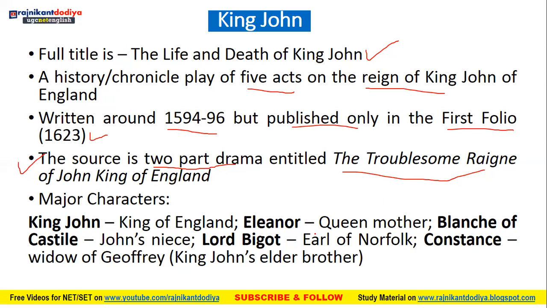And the major characters are King John, the King of England, then Eleanor, Queen Mother, Blanche of Castile, John's niece, and Lord Bigot, Earl of Norfolk. Constance is the widow of Geoffrey. Geoffrey is actually King John's elder brother. So these are the major characters, friends.